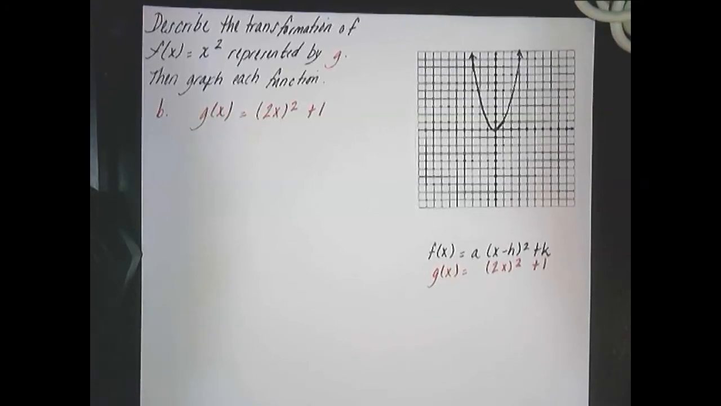Okay, so the next one: describe the transformation of f of x equals x squared represented by g. Then graph each function. This is 2b. It says g of x equals 2x squared plus 1. Now, we want to describe the transformation. Like I said, I'm going to do this one in order.